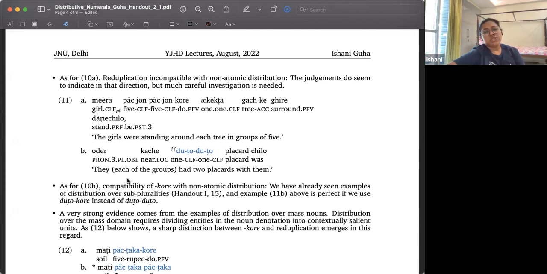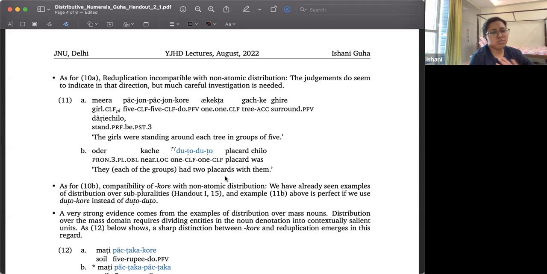Okay. So the idea is that duto duto would not be able to do this kind of distribution, where oder here is not divided into each girl, but each group of girls, a group containing 5 girls. So duto duto will not comfortably do this kind of distribution, whereas duto kore would do it comfortably.